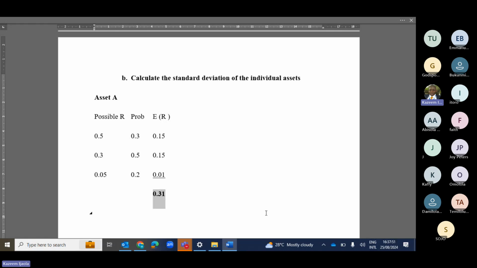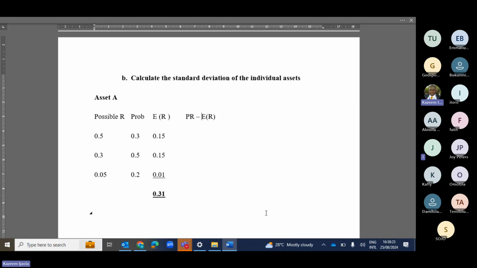Now, the next thing you do is that whatever you have gotten as your expected return, you have to subtract it. You have to subtract your possible return from your expected return. So you use possible return, I'll call it PR. Then you will now say summation, I'll call it ER. So please don't make a mistake.